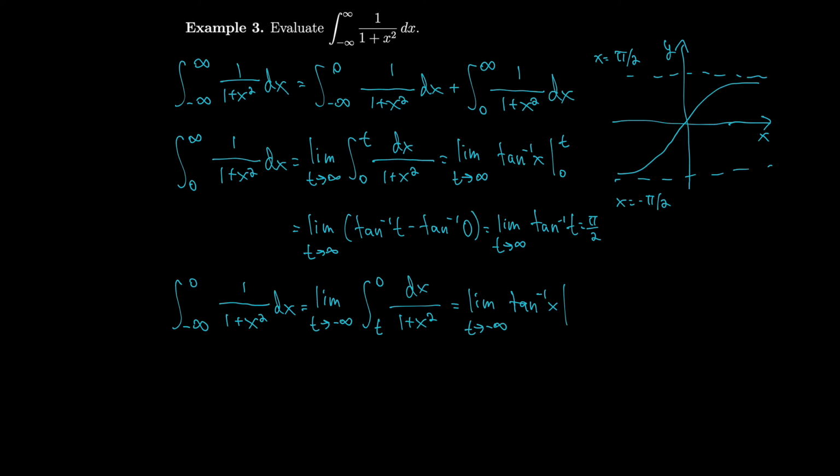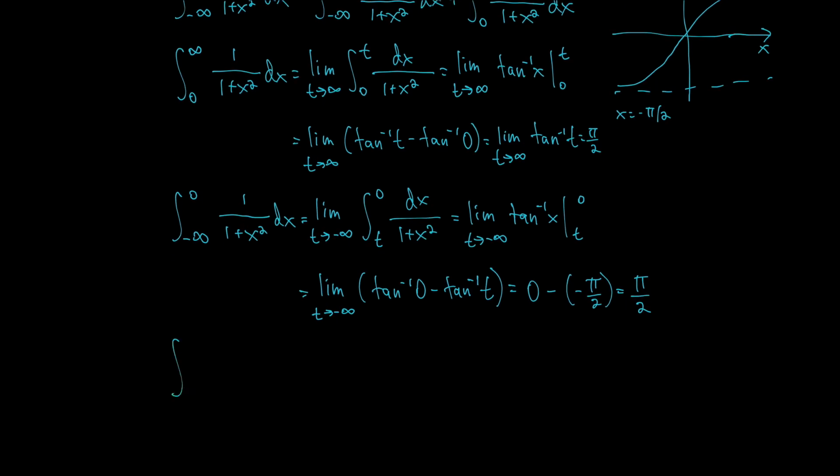So we go from t to 0. So that's now equal to the limit of tan inverse of 0 minus tan inverse of t. So tan inverse 0 is 0, and then tan inverse t, as t goes to minus infinity, is minus pi over 2. So again, this thing is pi over 2.